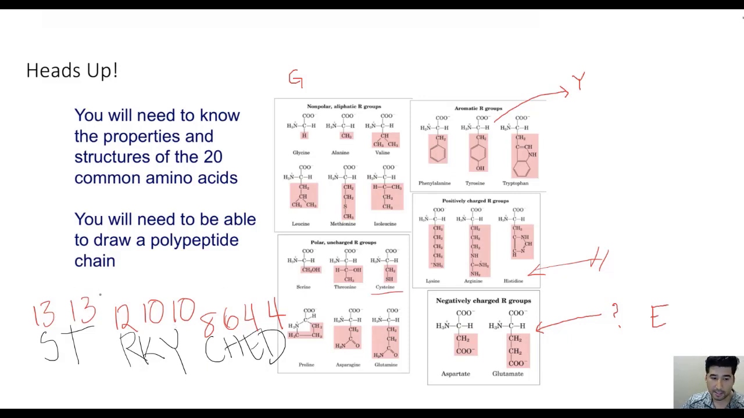So 13, 13, 12, 10, 10, 8, 6, 4, 4. I think these are really important for you to know. You'll be doing yourself a massive favor. Just in case your professor doesn't give you these pKa's, you'll be doing yourself a massive favor by remembering their side chain pKa's.